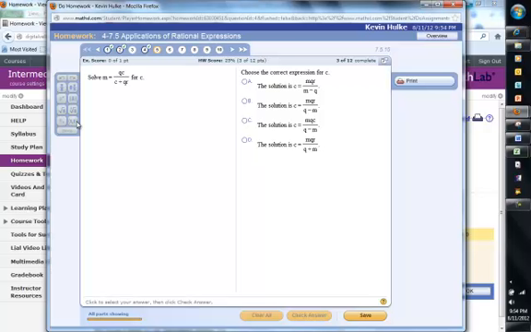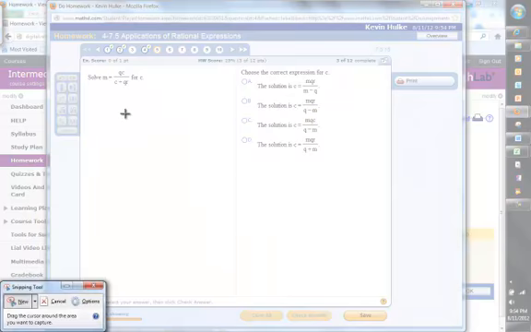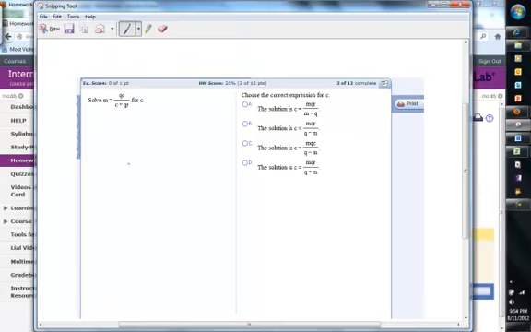Next one, solve for c. Oh, they are getting a little bit more difficult, aren't they? M equals QC over C plus QR. Now the first thing you notice, you got C on the top and the bottom. This plus sign means you can't divide to get rid of it. So we have to multiply both sides by C plus QR.